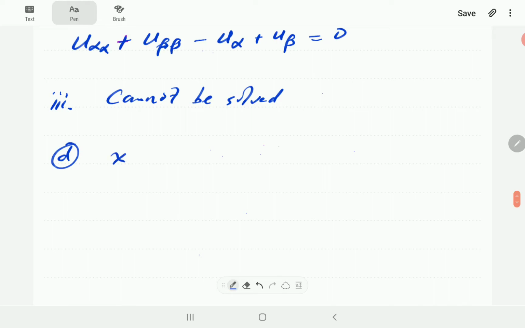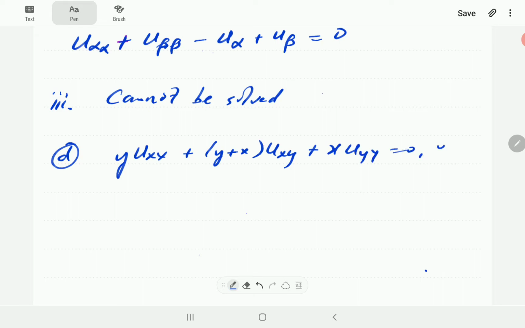In part D we have got y uxx plus y plus x uxy plus x uyy equal to 0. This PDE is defined away from the line y equal to x. So let's start with the classification.